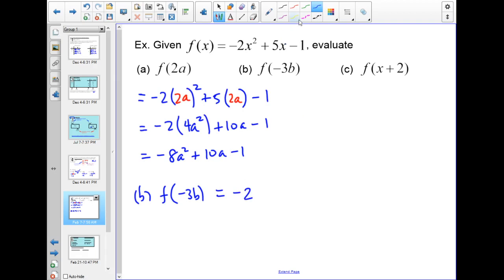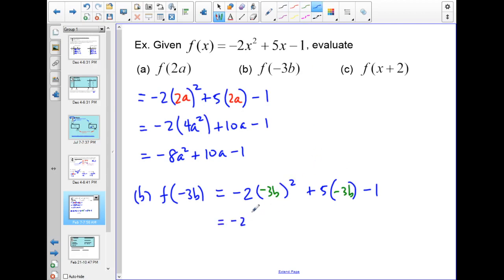Negative 2 bracket, so I'm going to write out the whole thing. Negative 2 something squared plus 5 times something minus 1. But in this case, I'm replacing x with negative 3b and negative 3b. Notice that this one is being squared, whereas this one is just a linear term. So it's just to the power 1.